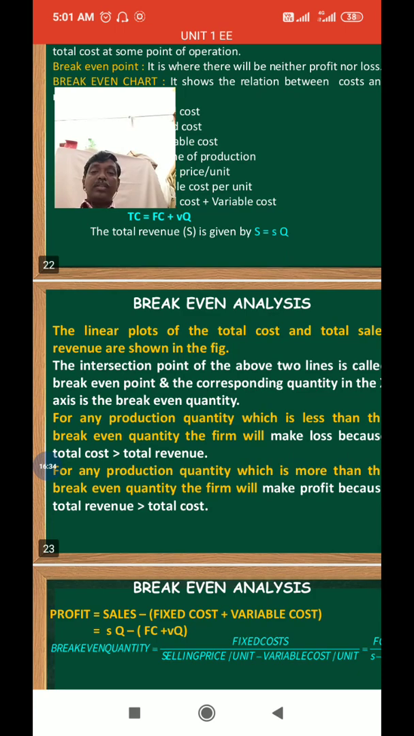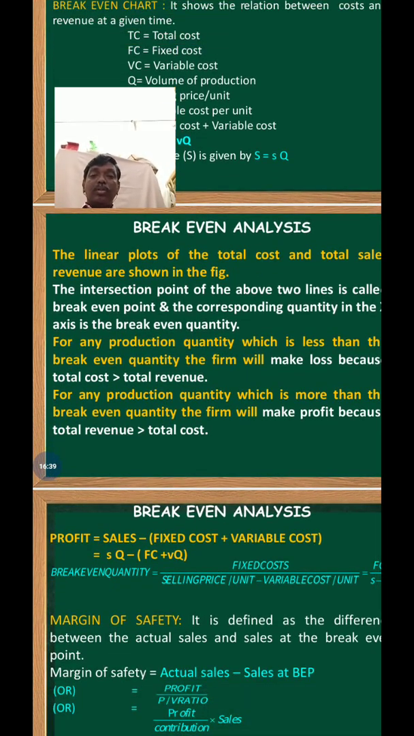In break-even analysis, the linear plot of total cost and total sales revenue is as shown in the figure. The intersection point of the above two lines is called the break-even point, and the corresponding quantity on the axis is the break-even quantity. For any production quantity less than the break-even quantity, the firm will make a loss because total cost is greater than the total revenue. You must do business with the aim of profit, so we must learn about the break-even point. For any production quantity more than the break-even point, the firm will make a profit because total revenue is greater than the total cost. That is the main aim of the break-even analysis.